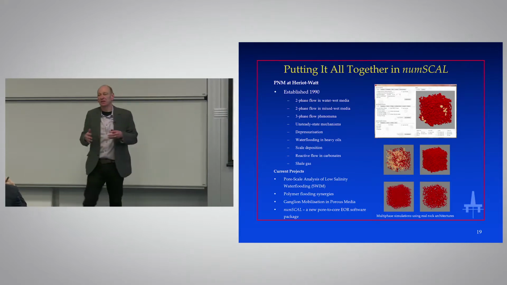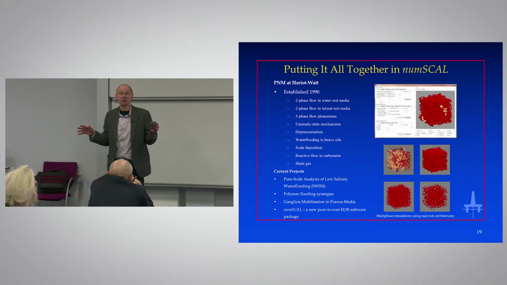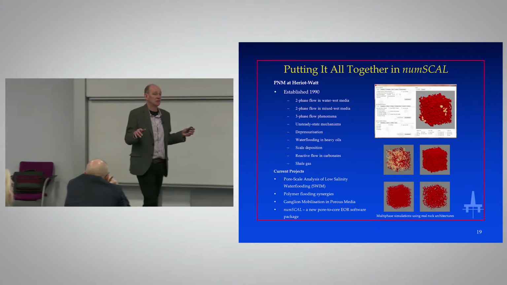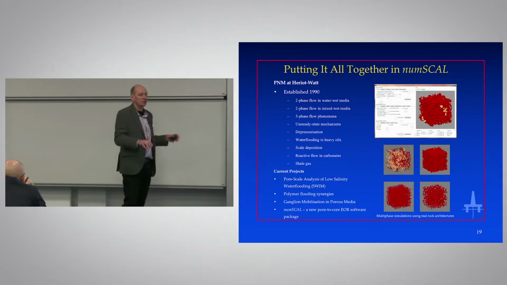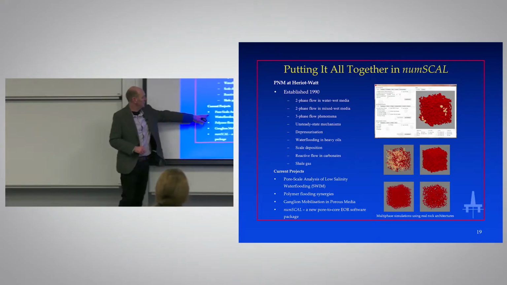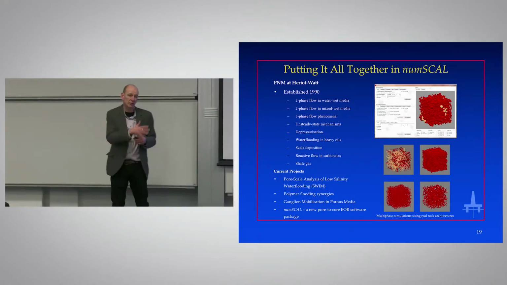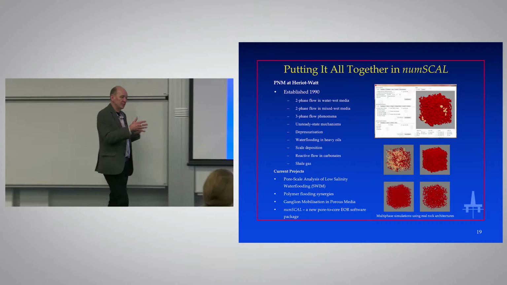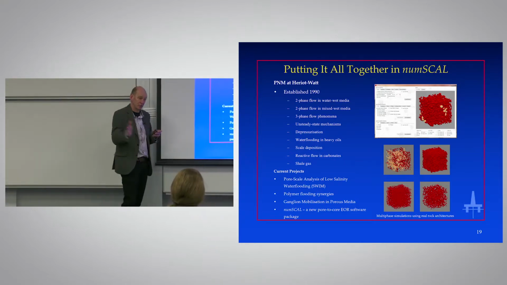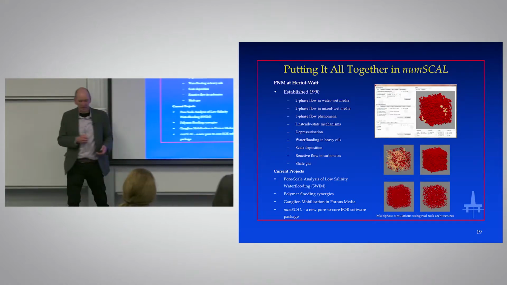So it's been amazing. We could probably have filled this room with everybody in the world that was doing network modeling 28 years ago. And now there are many, many groups worldwide doing it. In current projects, still looking at low salinity water flooding. That's when you put low salinity brine to try and push the oil out. You can get different results compared to if you put high salinity brine in. Polymer flooding and ganglion mobilization.